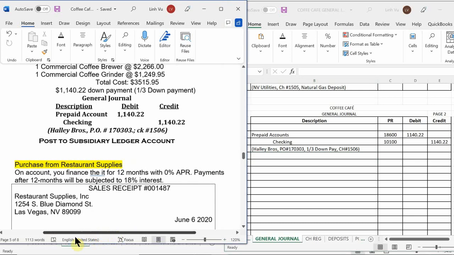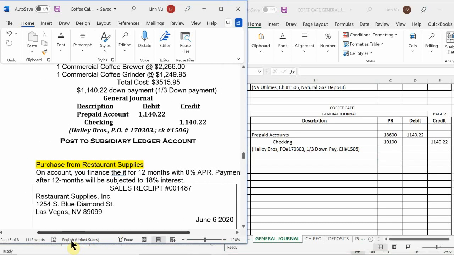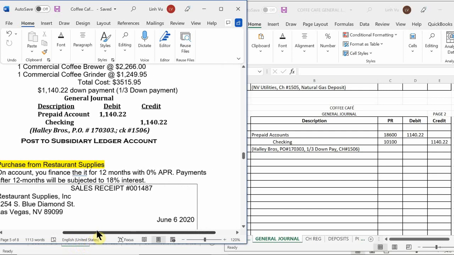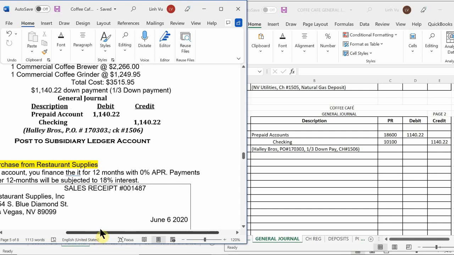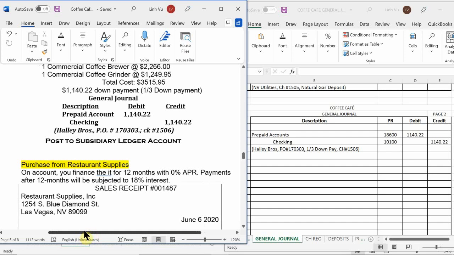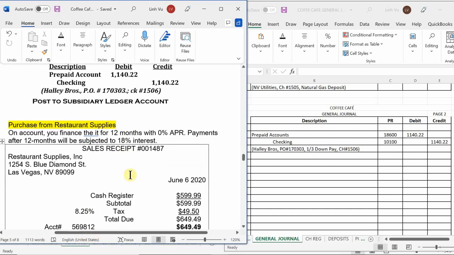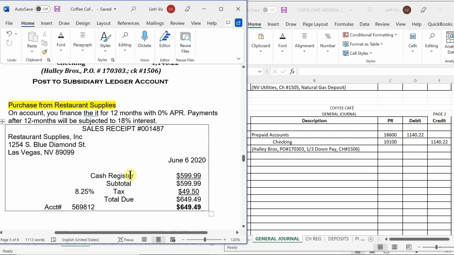Okay, payments after 12 months will be subjected to 18% interest. Okay, so in this case, what did we buy from restaurant supplies? We bought a cash register. Okay, here it is, right? Since we bought it from the store, we were taxed, okay? And of course, no shipping, and we placed it on an account, account number 569812. Okay?